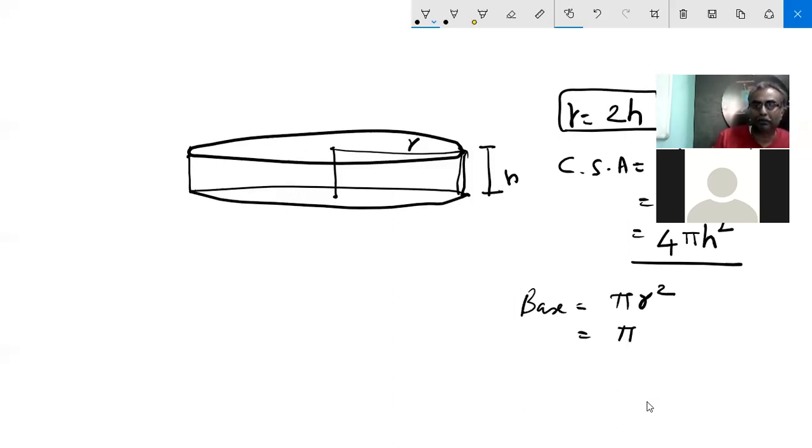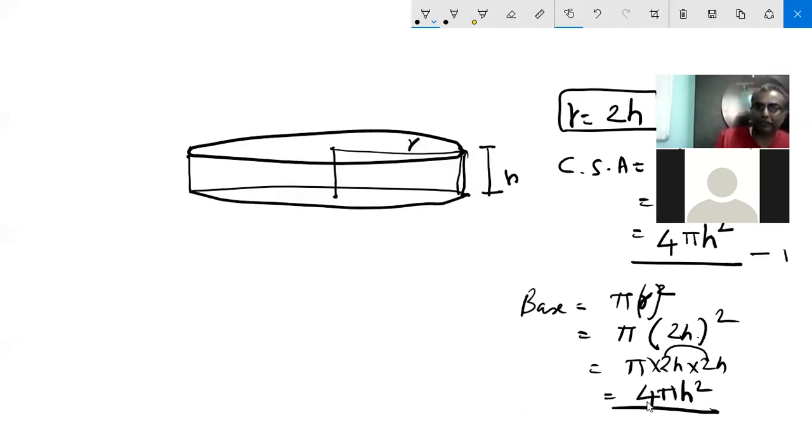Now, what is r? r is equal to 2h, sir. 2h square. Very good. Pi into 2h into 2h is how much? 2h into 2h, 4h square, sir. 4 pi h squared. This is the first result. This is the second result. Yes, base area is 4 pi h squared. Third, surface area is 4 pi h squared. Therefore, 1 is equal to 2.